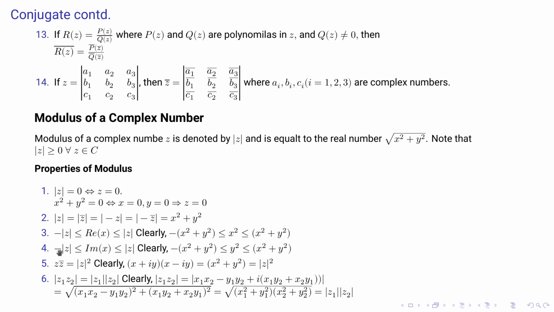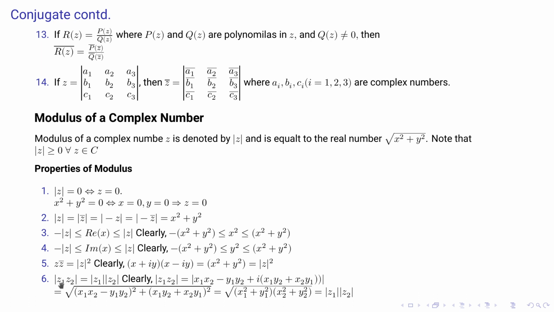And similarly, property 4 is also there. Property 5 says that z times z bar is equal to modulus z whole square. If you multiply x plus iy with x minus iy, you will get x square plus y square, which is equal to mod of z square.